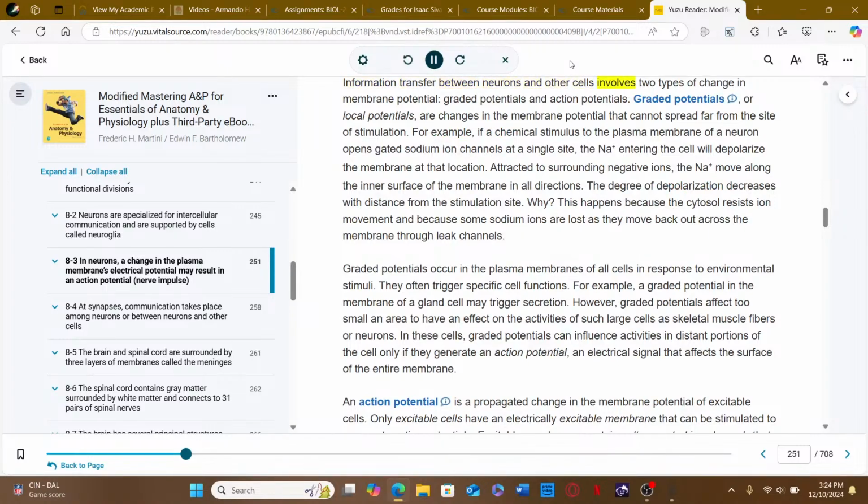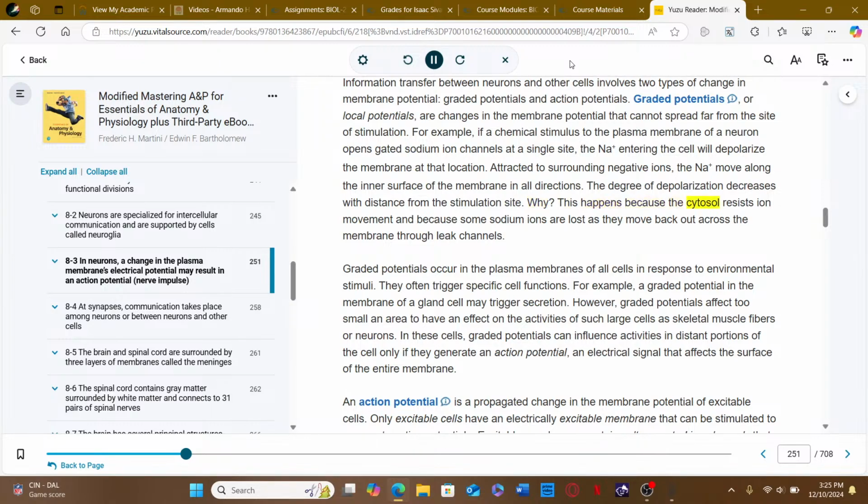Information transfer between neurons and other cells involves two types of change in membrane potential, graded potentials and action potentials. Graded potentials, or local potentials, are changes in the membrane potential that cannot spread far from the site of stimulation. For example, if a chemical stimulus to the plasma membrane of a neuron opens gated sodium ion channels at a single site, the Na+ entering the cell will depolarize the membrane at that location. Attracted to surrounding negative ions, the Na+ move along the inner surface of the membrane in all directions. The degree of depolarization decreases with distance from the stimulation site.